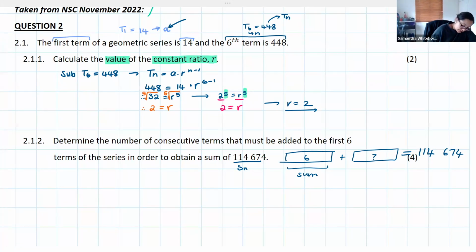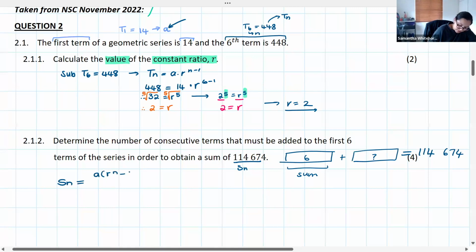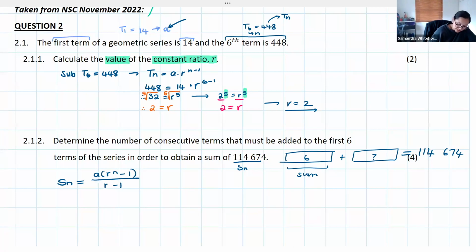So this is a geometric pattern, which means our sum formula is A times r to the power n minus 1, over r minus 1. And like I say, you've been given the sum. So 114,674 is equal to, remember we said A was 14, and we've worked out what r is, 2 to the power n minus 1, because n is the number of terms that we're trying to find, all over 2 minus 1.